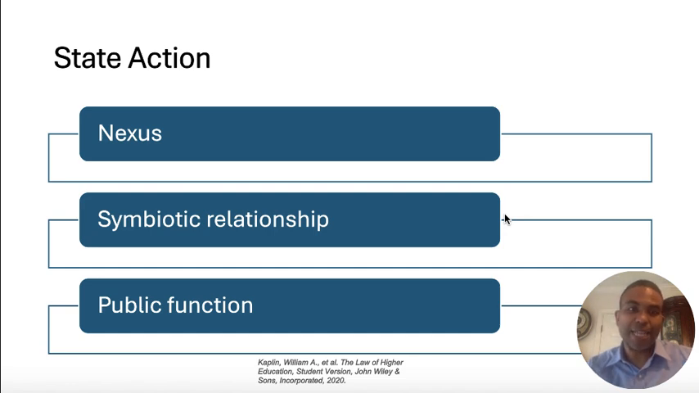Courts have typically not ruled in favor of those who wanted to say that the institution was acting as a state or acting upon state action. That is starting to change a little bit, but historically it's been hard to prove.